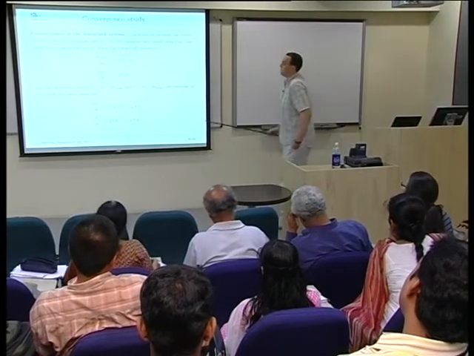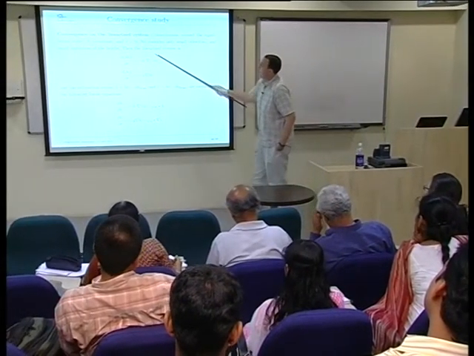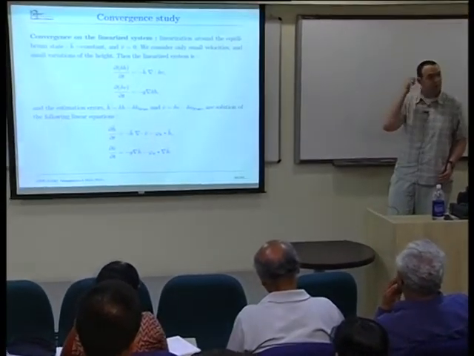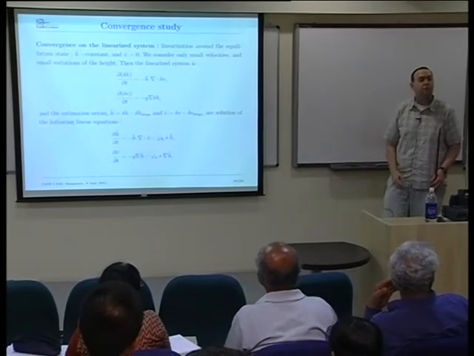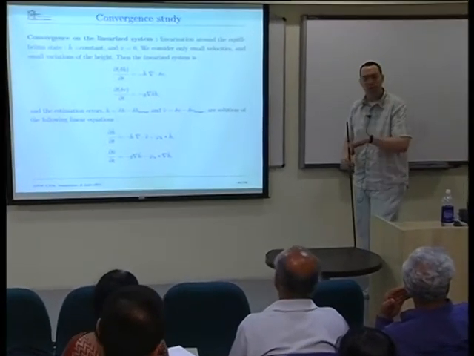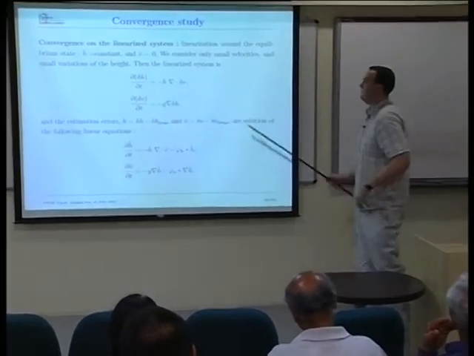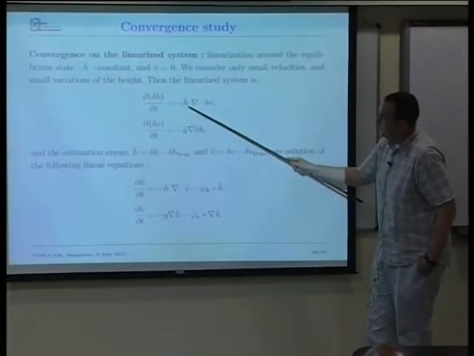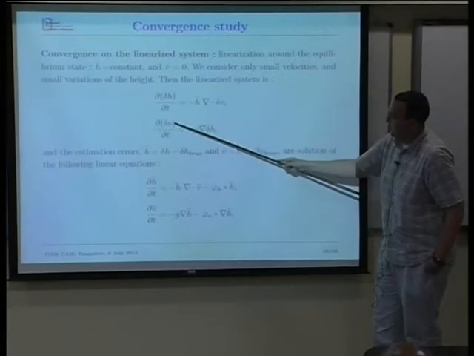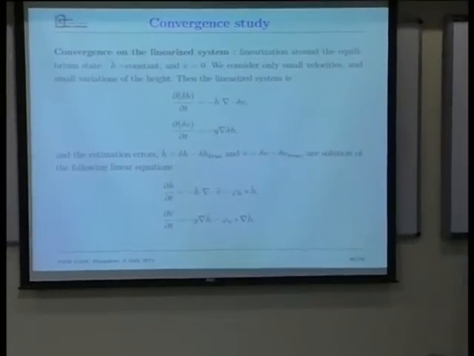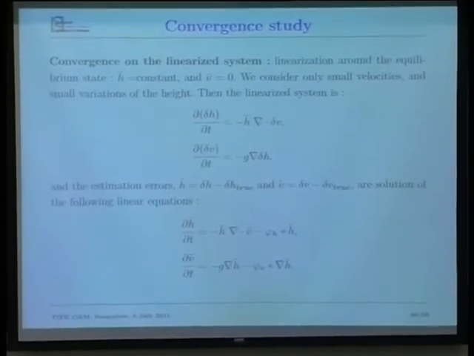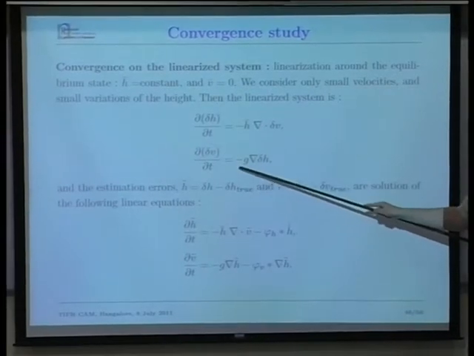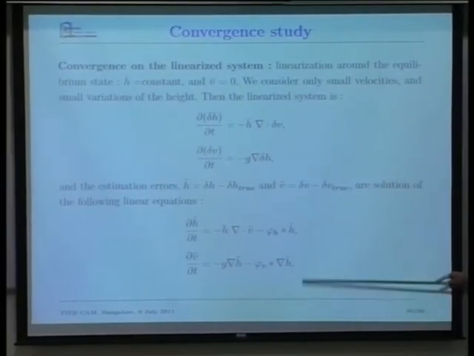So let's study the convergence on the linearized system. It's a linearization around the equilibrium state. So the height is constant and the velocity is equal to 0. Nothing happens, there's nobody in the swimming pool. So the linearized system is here. Delta H is simply linearly transported by delta V, and delta V is simply given by the gradient of delta H times the gravity constant. And then the estimation errors are given by that.